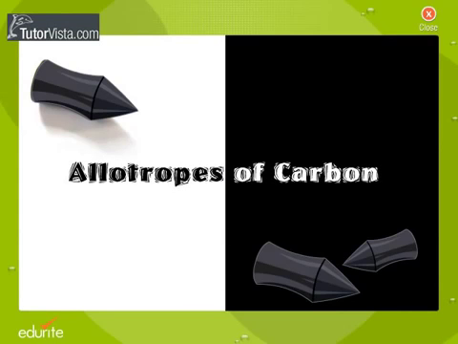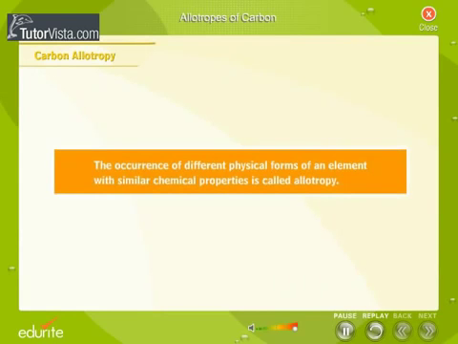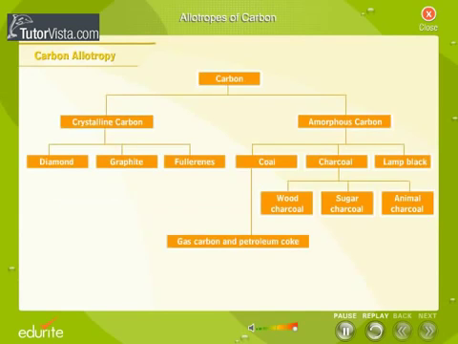Allotropes of carbon. The occurrence of different physical forms of an element with similar chemical properties is called allotropy. Carbon and phosphorus are non-metals that commonly exhibit allotropy. Shown here are the allotropes of carbon and phosphorus. In this module, let's learn more about the allotropes of carbon.